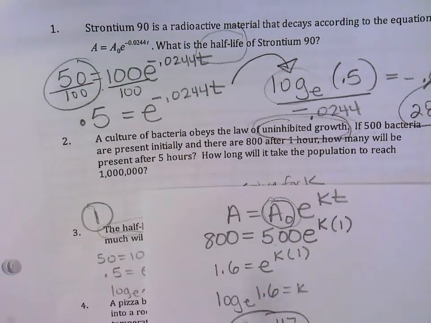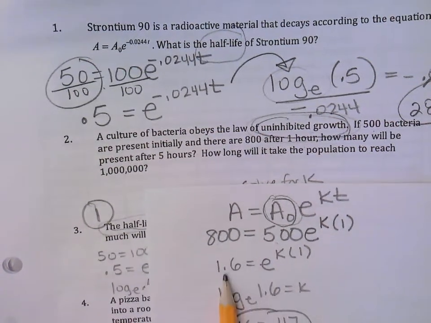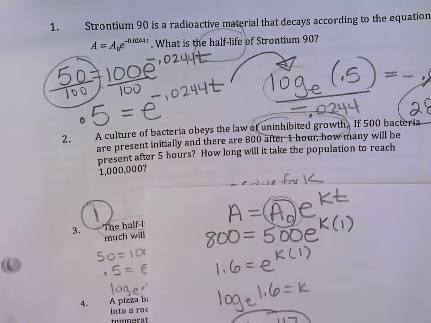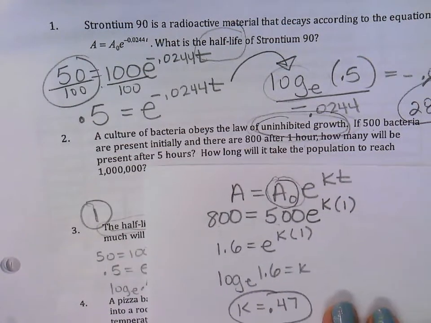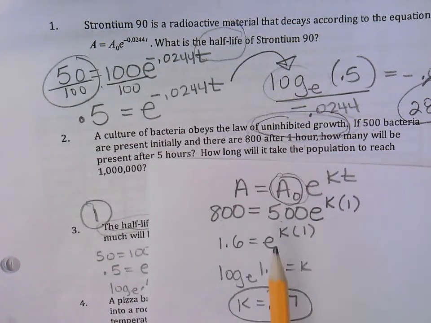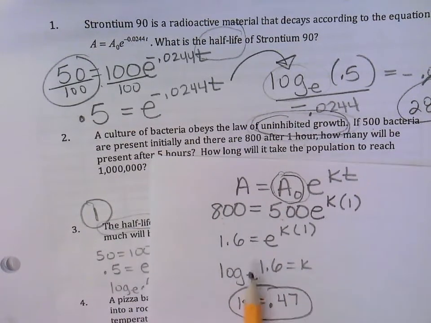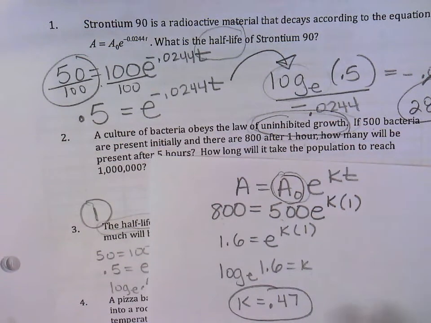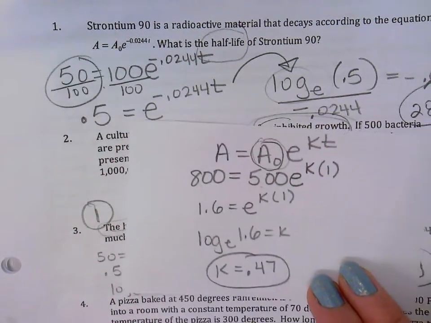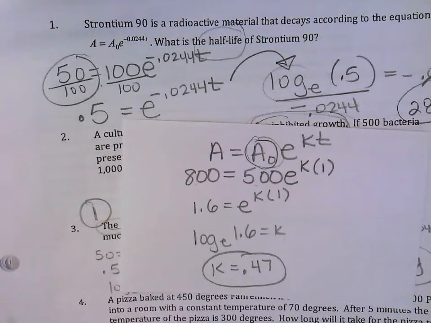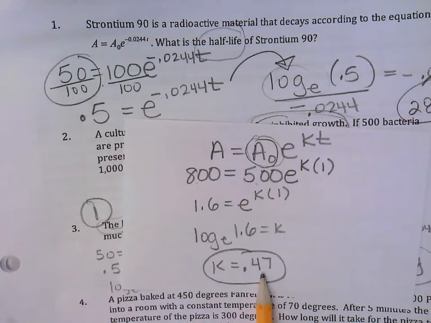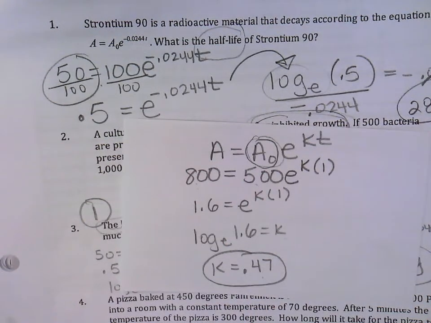Your first step is to divide by 500. You get 1.6. Switch it into log form. The base is E, 1.6, K times 1 is just K. So you're really just taking the natural log of 1.6 on your calculator. So 0.47 is your positive K value. See if you can use that to now solve the other 2 questions they're asking.